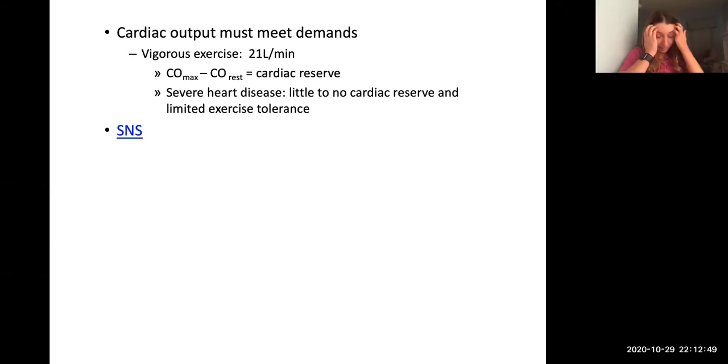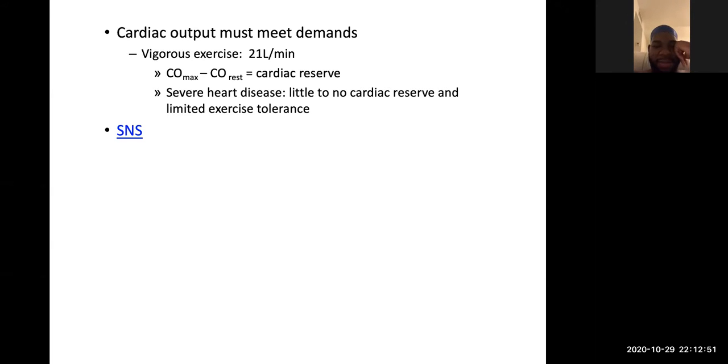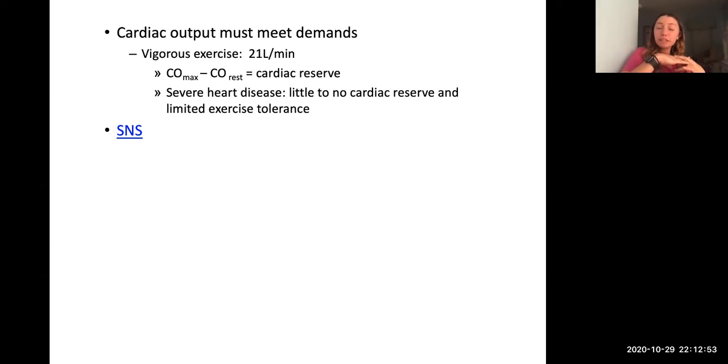Okay. All right. So in severe heart disease, this is one that really modifies the cardiac reserve, because it can get really hard for people with heart disease to do simple tasks because it's hard for their heart to even pump. So there's little to no cardiac reserve, because they can't exercise, they can't pump more blood through their body, they can barely pump the blood they already have. So they have limited exercise tolerance.